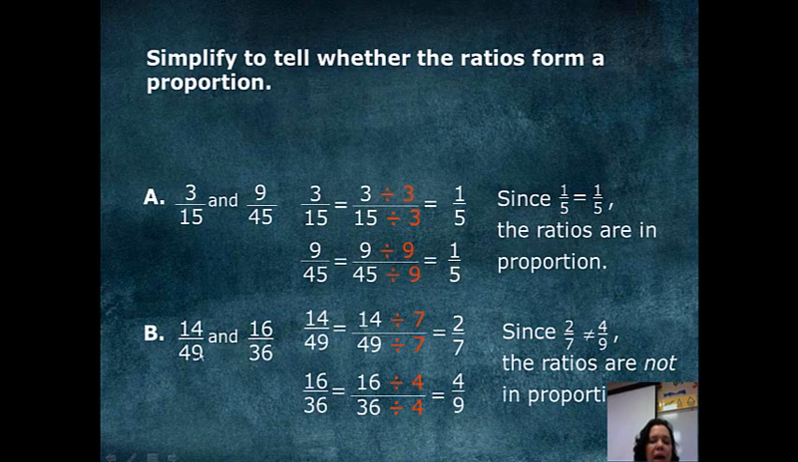Now, 4 to 49 and 16 to 36, those two divided by 7 and 4 did not come up with the same ratio. So therefore, they are not proportional. They are not equivalent. They have to be reduced to the same ratio.